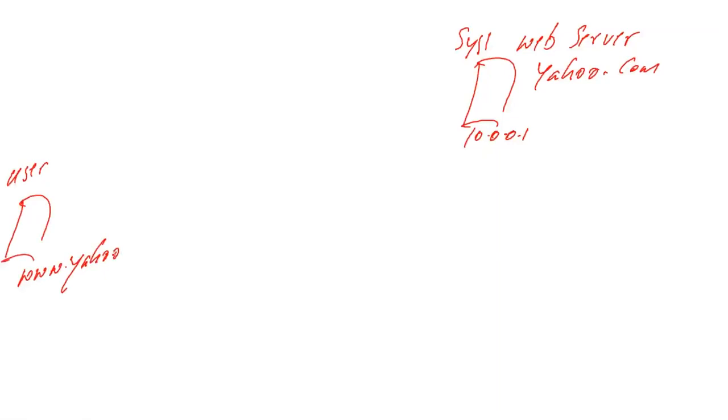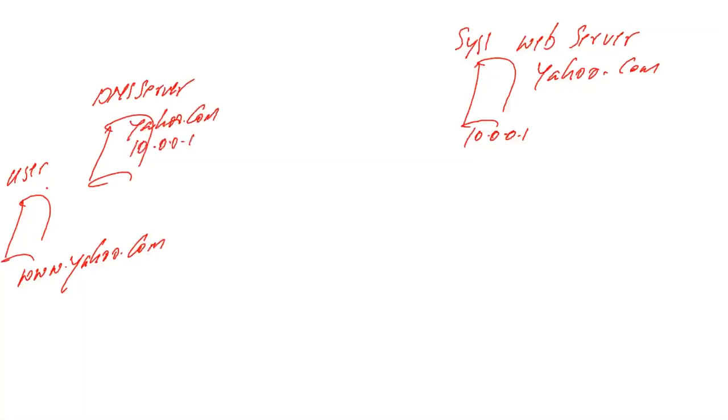Yes. So whenever you type www.yahoo.com, the first request will not go to the web server. The first request will go to the ISP DNS server. In the DNS server, we have a zone by the name of yahoo.com, and it is hosted on which IP? 10.0.0.1. So the request will go to the DNS server, and using this address, the DNS server will give the address to the client. And by taking this address, the client will reach the web server to access the website.